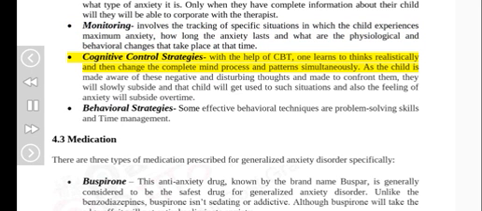Cognitive control strategies. With the help of CBT, one learns to think realistically and then change the complete mind process and patterns simultaneously. As the child is made aware of these negative and disturbing thoughts and made to confront them, they will slowly subside and the child will get used to such situations, and also the feeling of anxiety will subside over time. Behavioral strategies. Some effective behavioral techniques are problem-solving skills and time management.